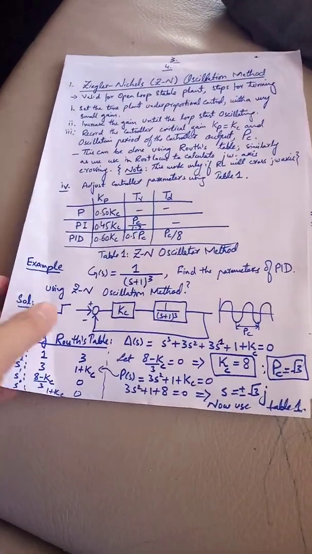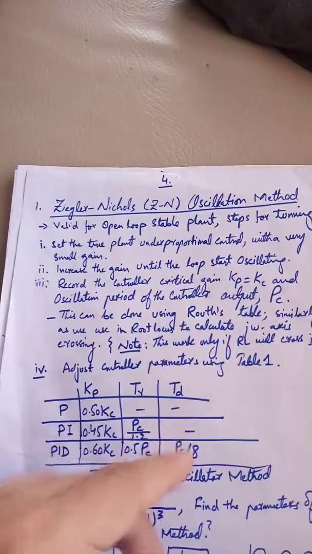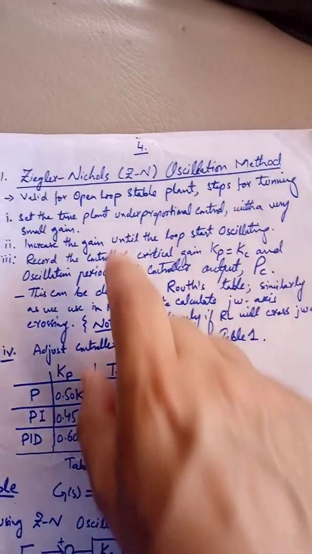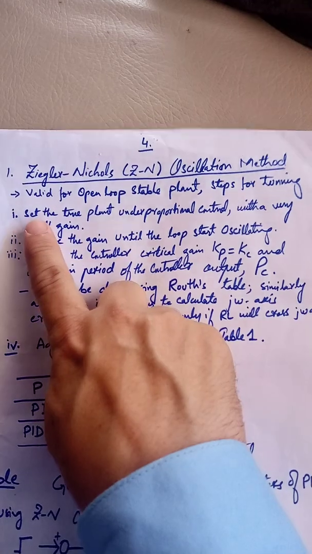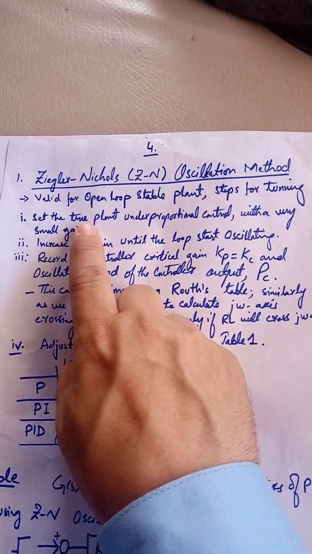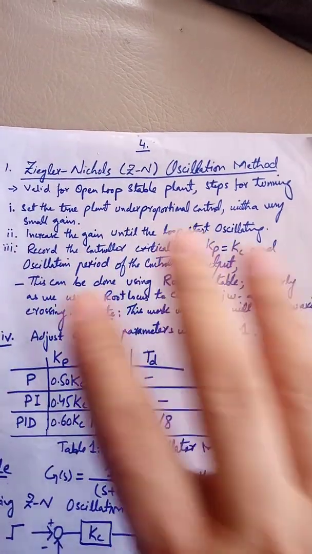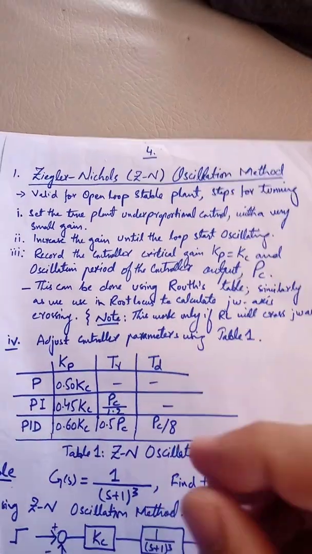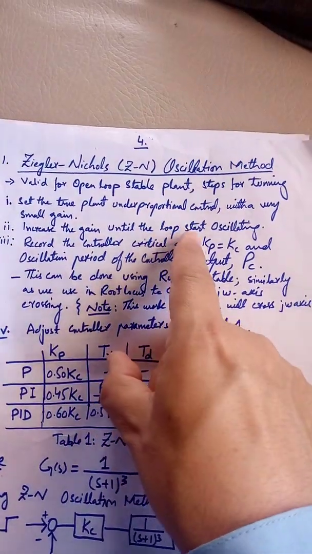The first method we are looking at is the Ziegler-Nichols ZN oscillation method. The main idea here is that we want to find the gain value that will make the system oscillate. It is valid for open loop stable plants. Steps for tuning: first, set the plant under proportional control with a very small gain. You introduce a gain controller and just give a step input to the system. Now increase the gain until the loop starts oscillating.